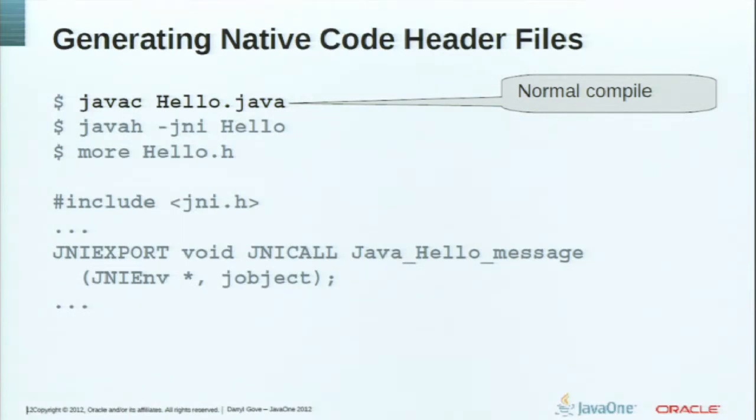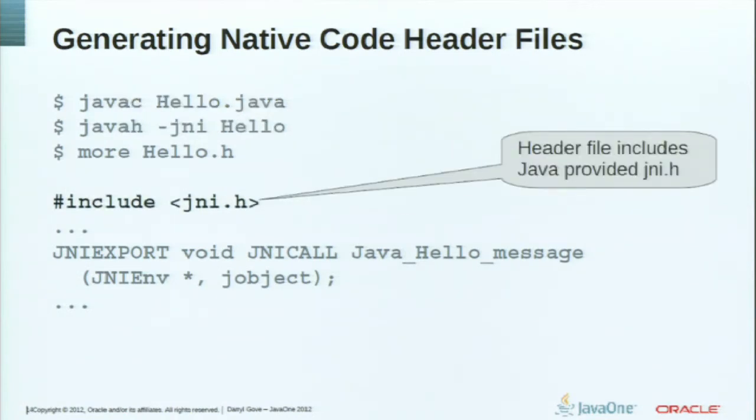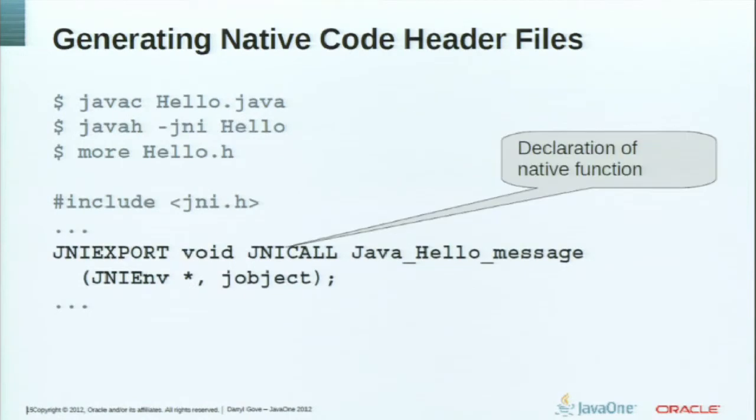Now you'll see if you look at the .h file, it includes a lot of stuff. But fundamentally, you're going to come down to, let's go to this, it includes a jni.h file. This pulls in all the Java specific defines and so on. And then you've got your native method that you're going to be calling.